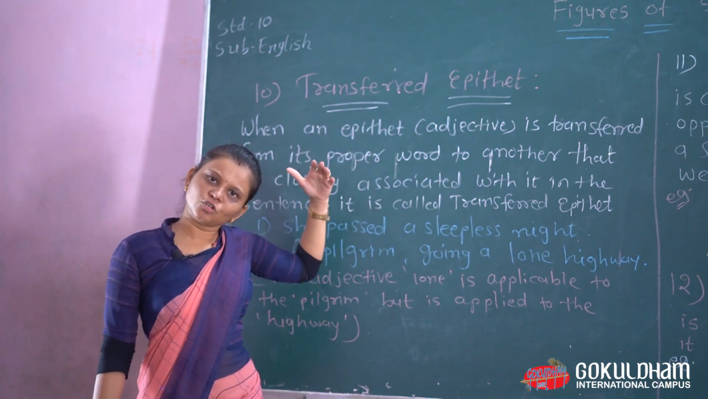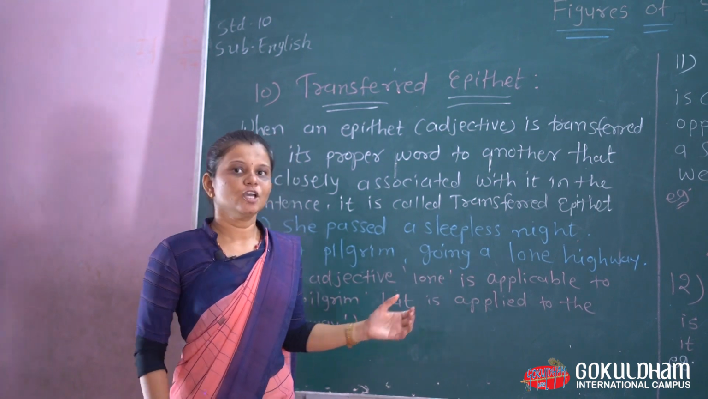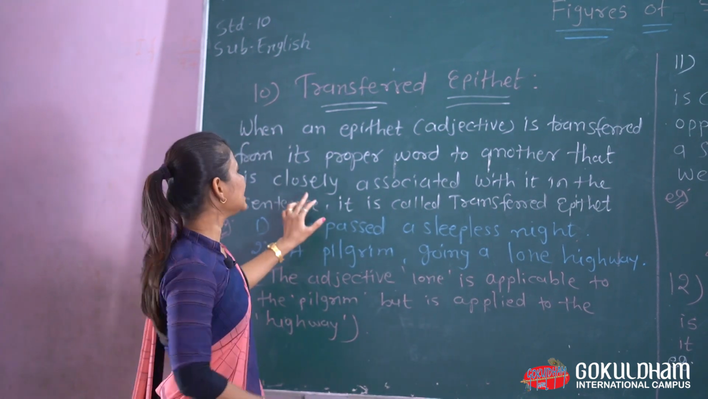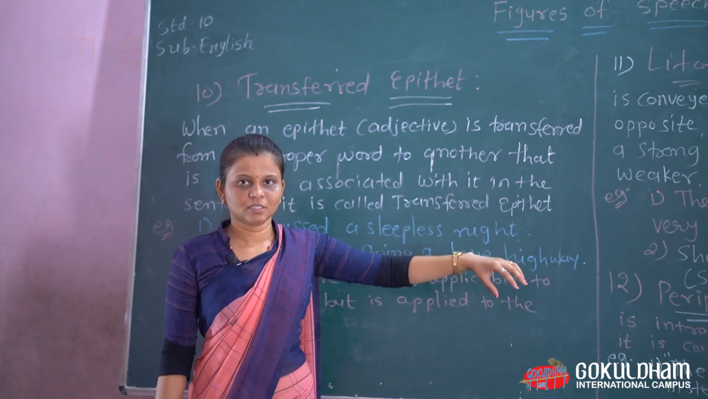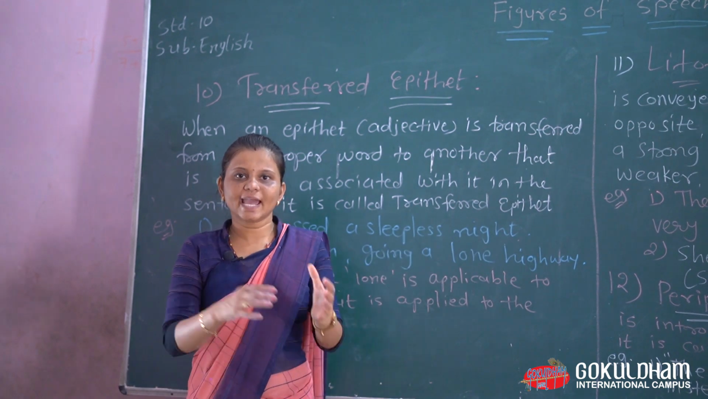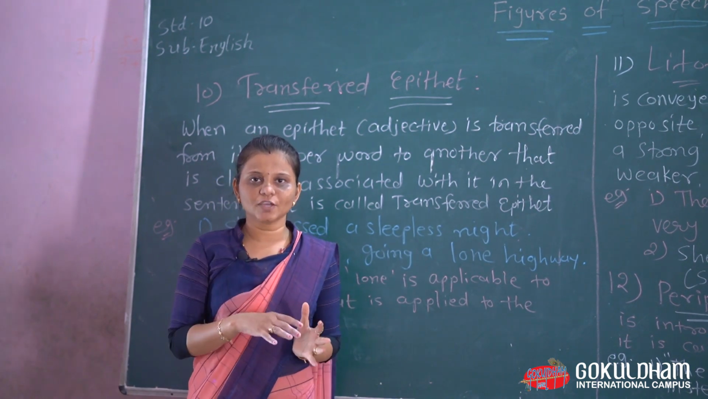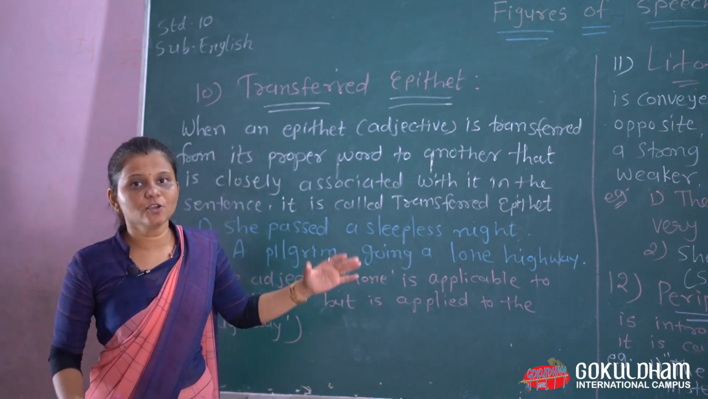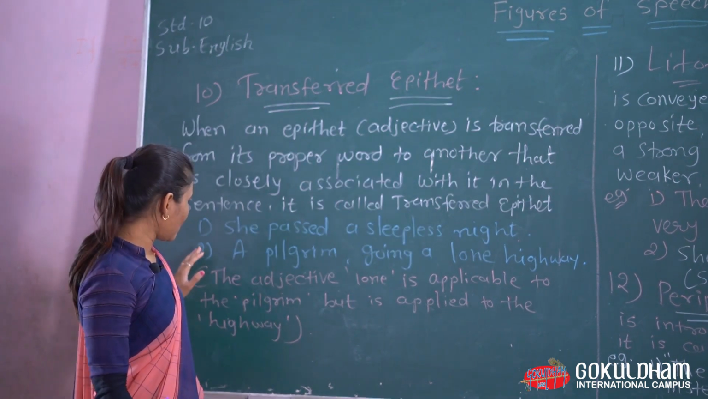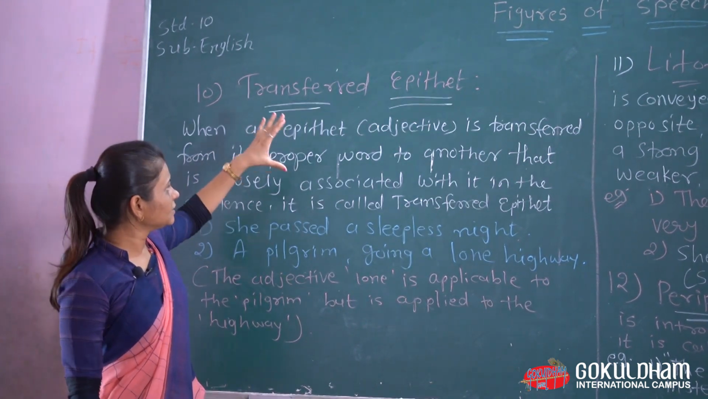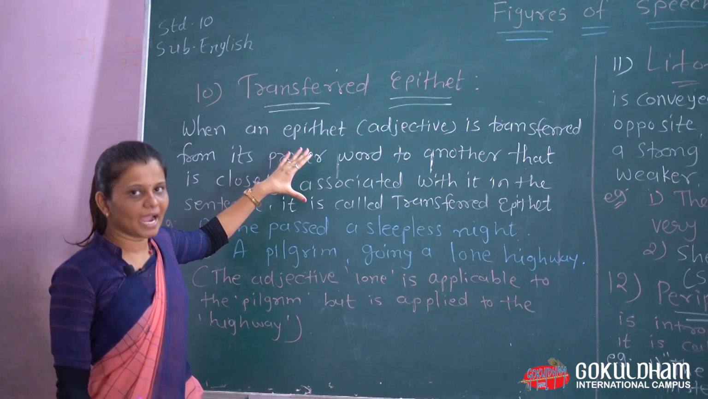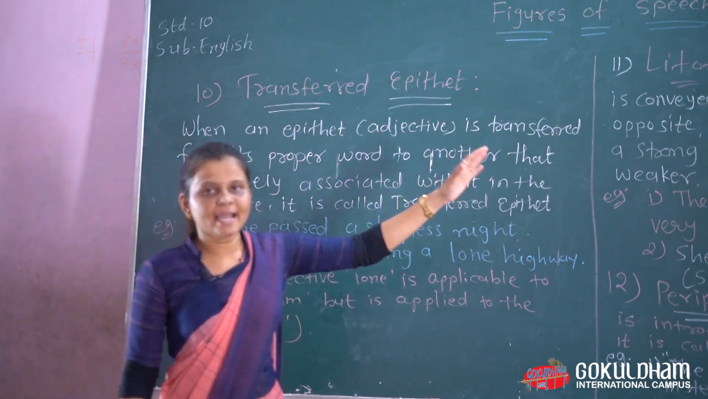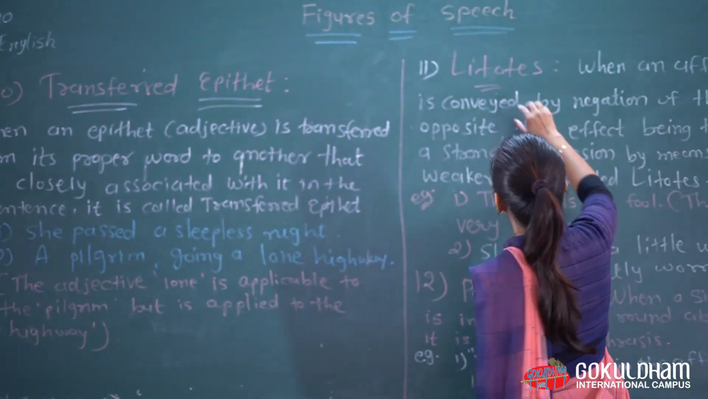You cannot use it in any place or any way. You have to check it is closely associated with the word. You have to use it where it is closely associated and connected. You cannot use it wherever you want. That's why look at the example and the definition properly for that. Go ahead, the next figure here, litotes.